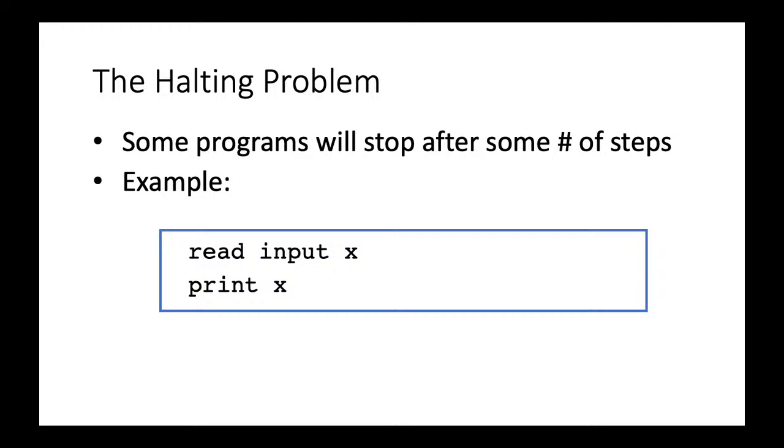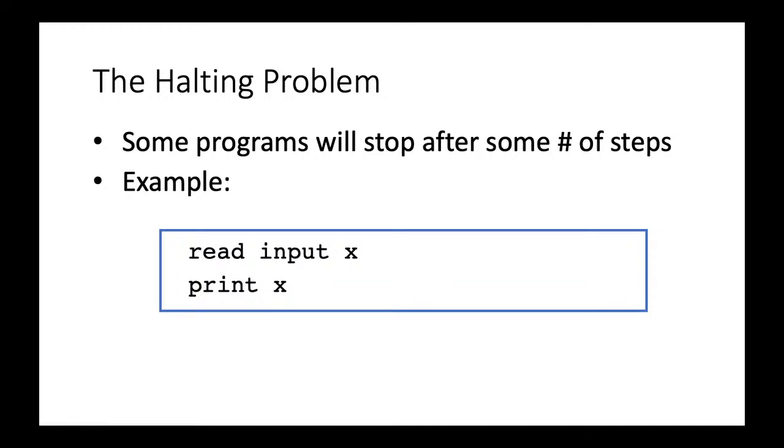First of all, if we have studied programming, we will see that some programs will stop after some number of steps. For instance, let's say this is a very small program. This small program reads an input value x and just prints out the value x. So in that sense, this program will actually stop after two steps, after running this line and then after running this line. So this program will stop.